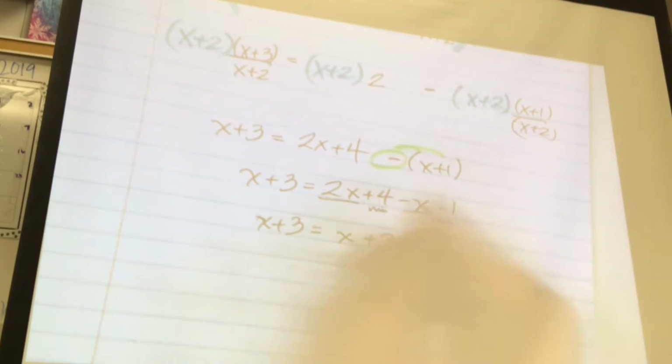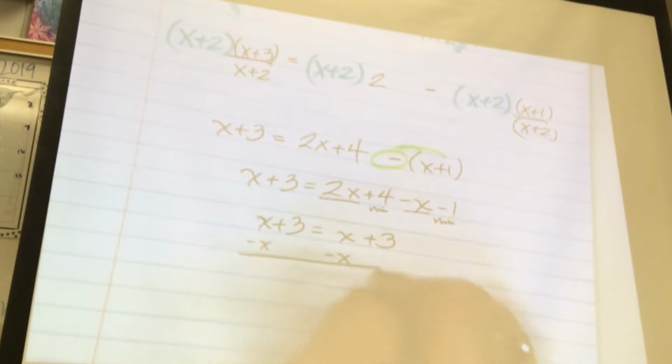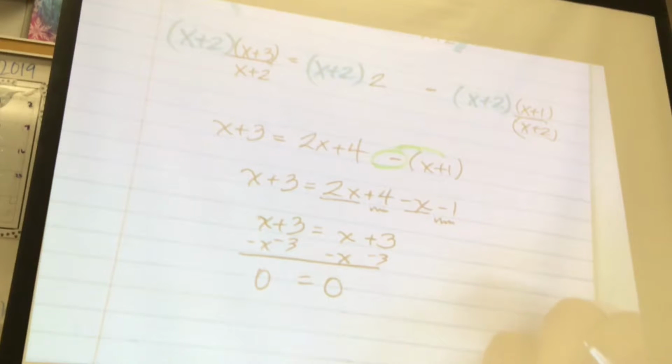Alright, let's see what happens here. Subtract x, I get... What happened? What happened to our x's? Doesn't this become 0? And then minus 3 and minus 3, what do you get? 0. When is 0 equal to 0? Just today? Always, right? 0 is always going to equal 0. So that means that this problem has infinite solutions.